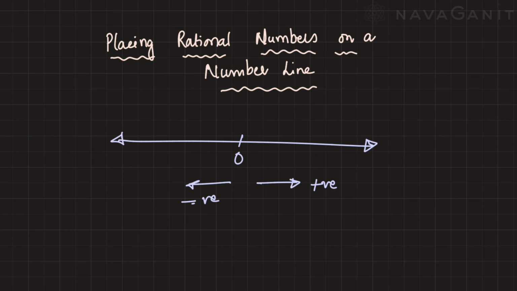Now say if I want to represent the number 3, say I have 1, 2, 3. So this is where 3 will be represented on the number line. Similarly, -3 will be placed here.